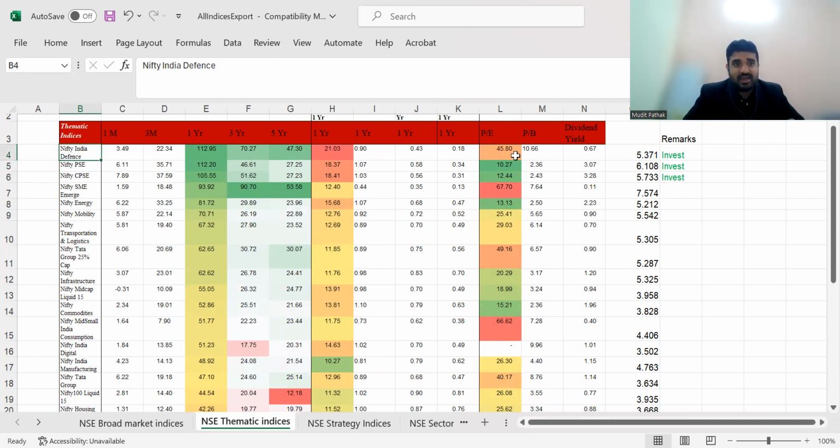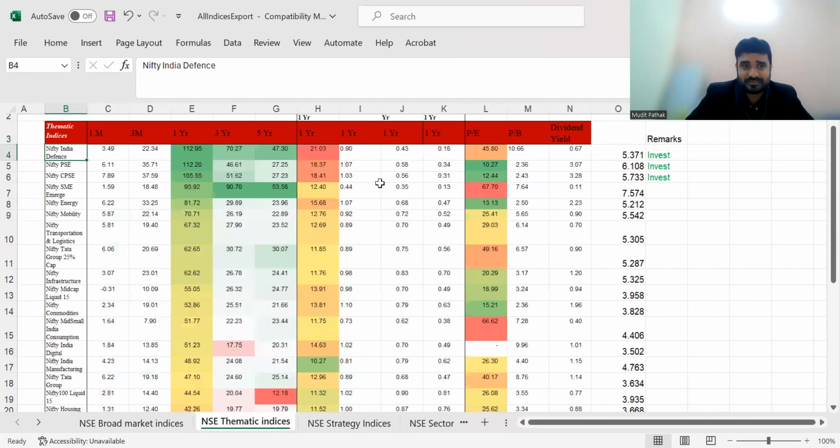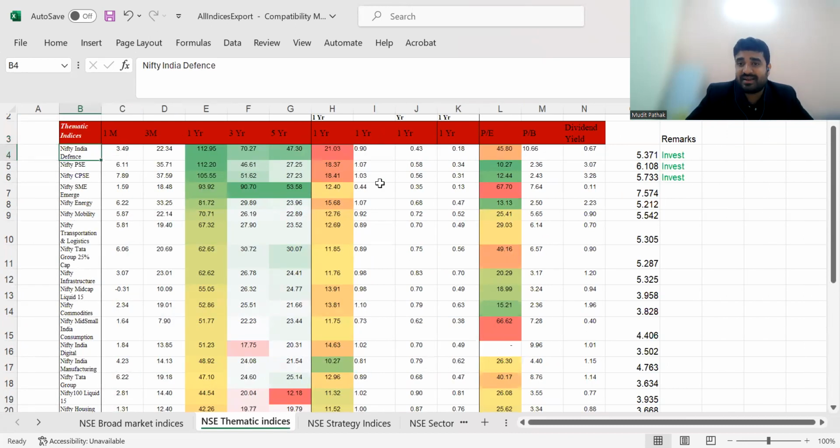This defense index has given a tremendous return. You can see, can you believe those numbers? 112.95%. And these are not my numbers. These are available on the index. I can show you the fact sheet as well, like what stock constituents they have. So Nifty India defense, Nifty India PSE, Nifty CPSE, Central Public Sector Enterprises, SME Emerge.